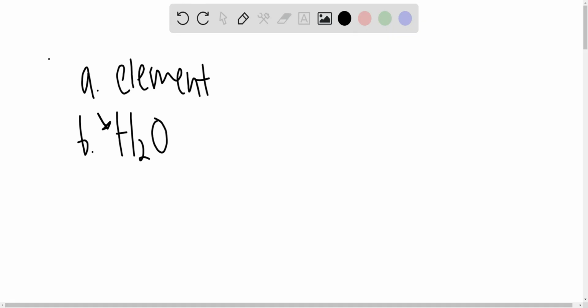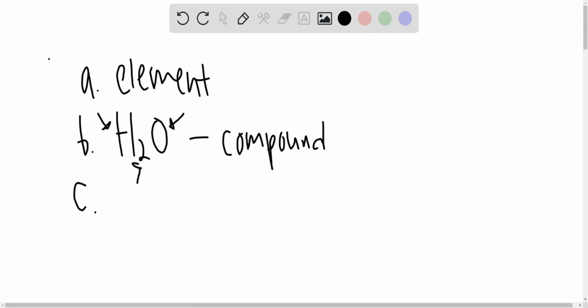Where you have hydrogen and you have oxygen. You actually have two hydrogens and one oxygen. So this is not just one element. And if it's more than one element together in one thing, what do we call it? It is a compound. So for part B, water is a compound, not an element.